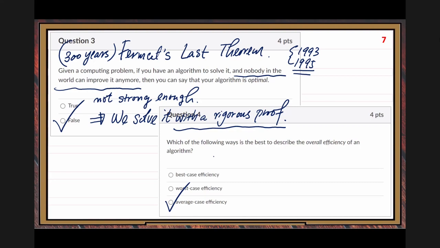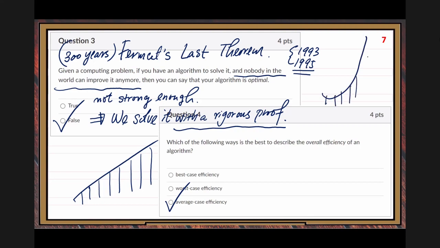Because with binary search, when you take the average case, it's not a linear case. For linear search, the average case is quite linear. The cases, the efficiency numbers, are distributed in some linear way. That's easy for calculation, right? For binary search, it's not a linear way. Exponential functions like that.